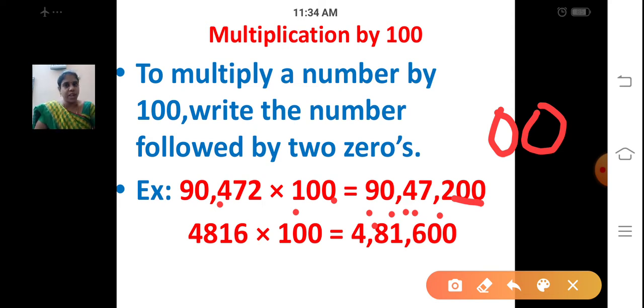Next one, 4,816 into 100. This is an easy way of multiplying by 10, 100 and 1000. No need to multiply and show the entire sum. So you can just put 0 at the last. Write the number followed by the zeros. So 4,816 into 100. So what you have to write the number? 4816 followed by how many zeros? 2 zeros. Now put commas now. So 4,81,600.